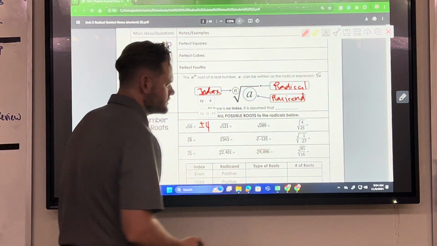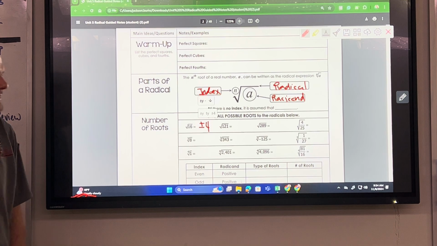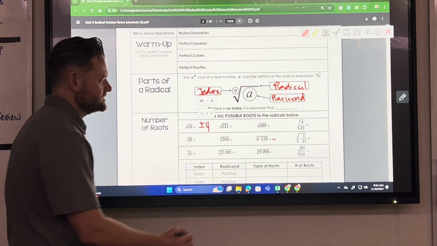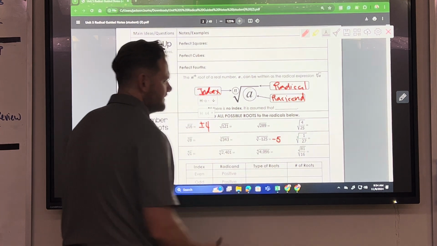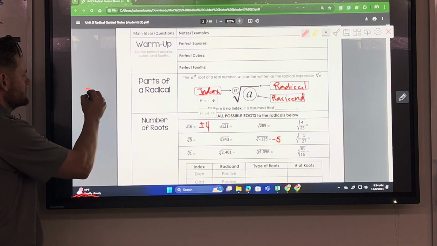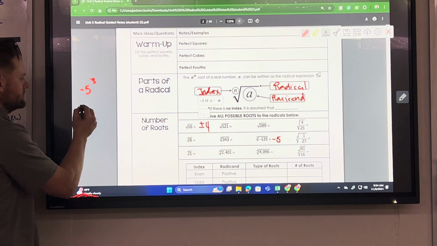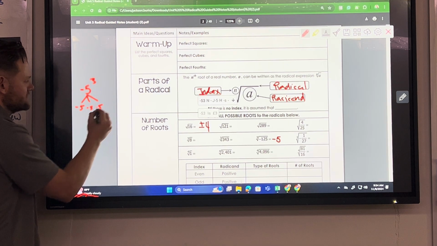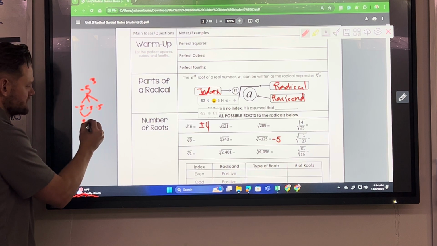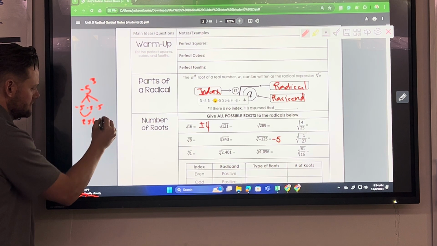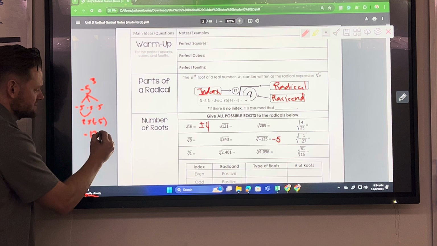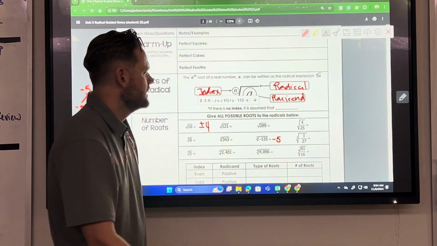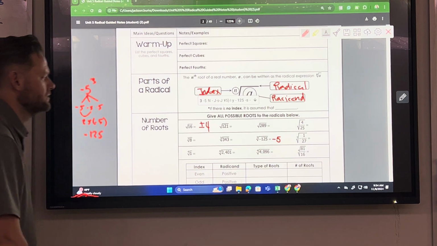our index is 3. We have an odd index. We don't need any i's. This is just -5, because I know -5 cubed is -5 times -5 times -5, which gives me -125. Because it's odd, I only have one type of root.